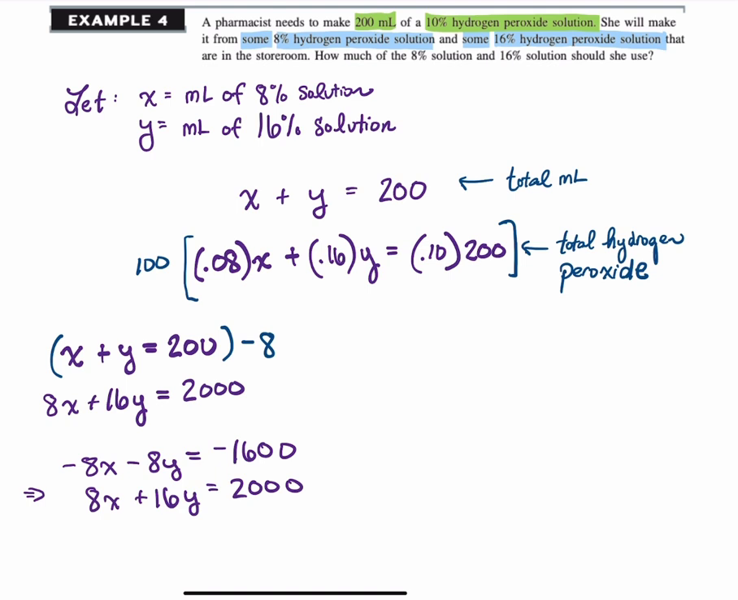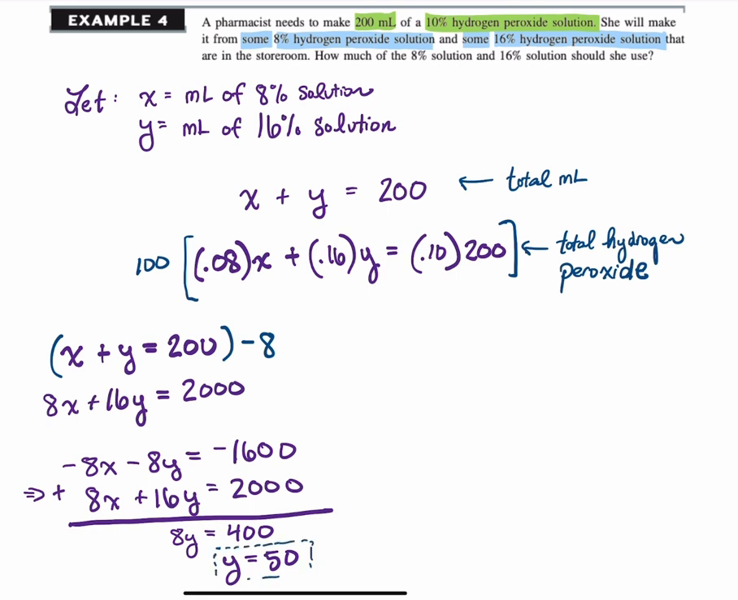So let's add these two equations together. The x's are eliminated, which is what we want. -8x plus 8x is 0x. Then -8y plus 16y, that's like 16y minus 8y. We'll have 8y left over. And then 2000 minus 1600 is 400. So dividing both sides by 8, I get that y is equal to 50. So there's our first piece.